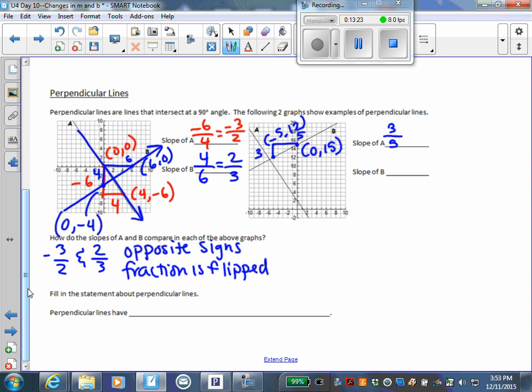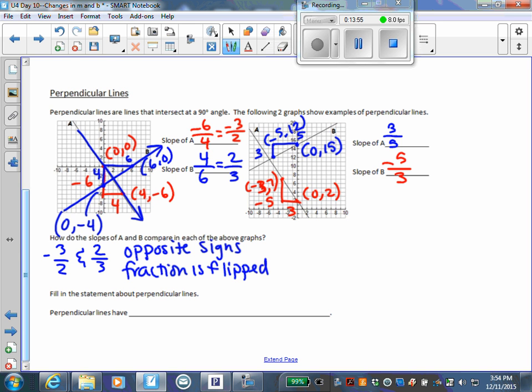Okay, slope of B, I have a point at 0, 2, and another point at negative 3, 7. Right there. So this one is a negative slope. So it's going down from 7 down to 2. It's going down 5. It's going from negative 3 over to 0. It's going over 3. So negative 5 over 3.